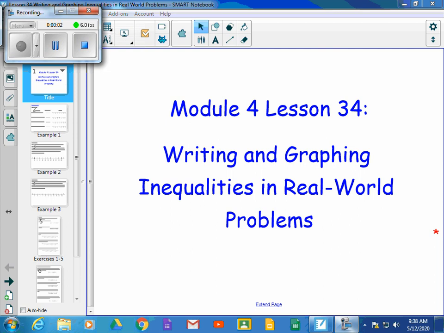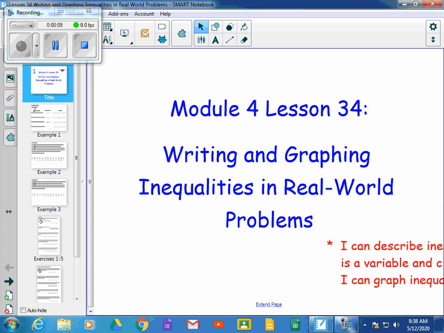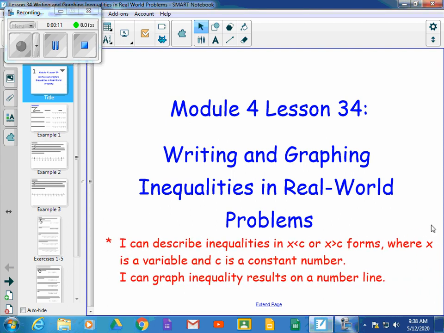This is Module 4, Lesson 34, titled Writing and Graphing Inequalities in Real-World Problems. Two goals this lesson. One, I can describe inequalities in x is less than c or x is greater than c forms, where x is a variable and c is a constant number. Second goal, I can graph inequality results on a number line. Make sure that you take good notes throughout this video and pause the video whenever you need to.